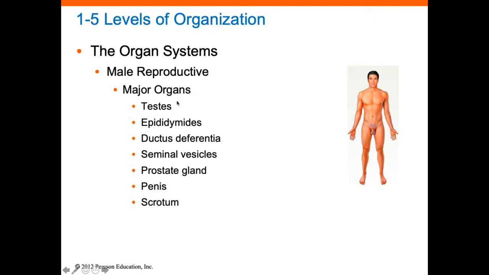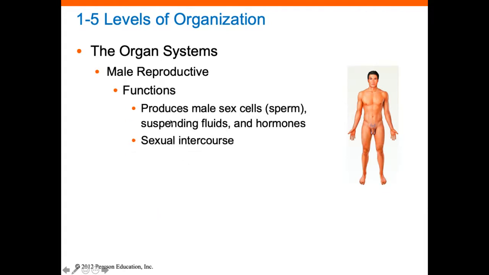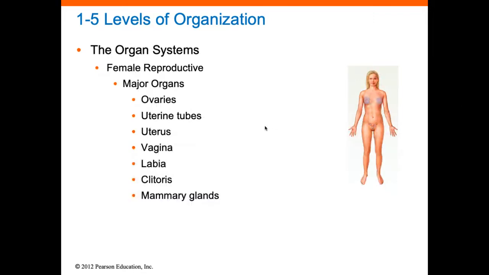For the male reproductive system, we have the testes, the epididymis, the ductus deferens or vas deferens, the seminal vesicle, the prostate gland, penis, and scrotum. And the function of that is for sexual intercourse as well as producing the male sex cells, which are sperm. And the testes are also responsible for producing some hormones.